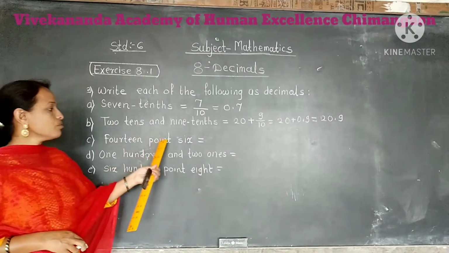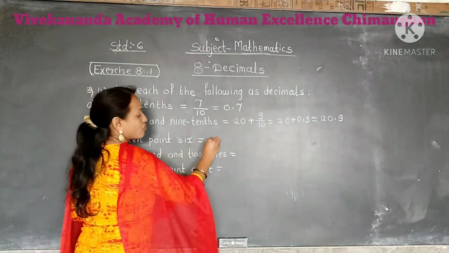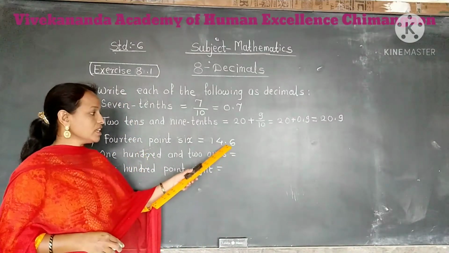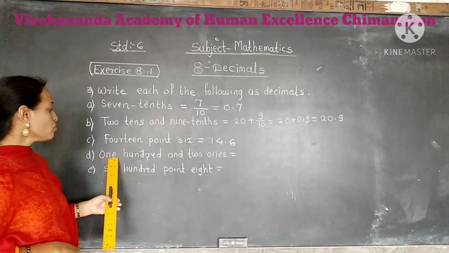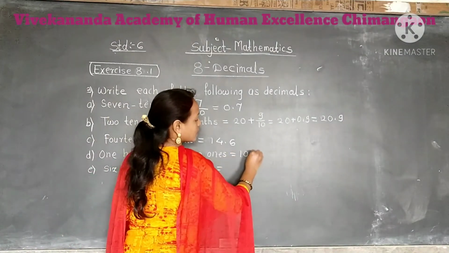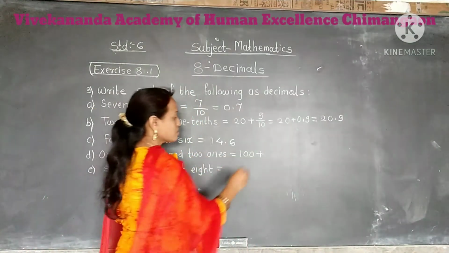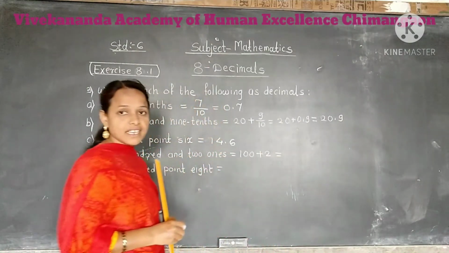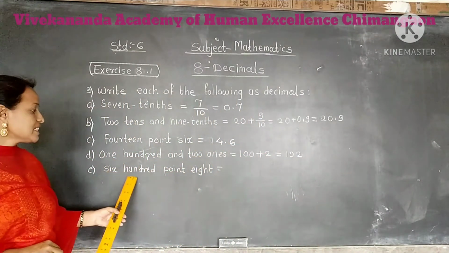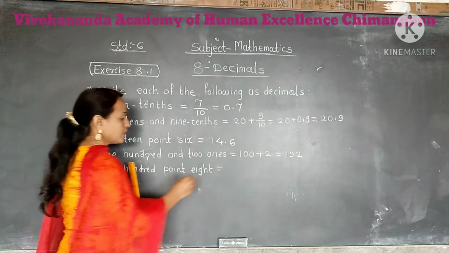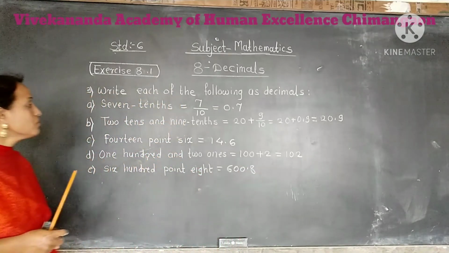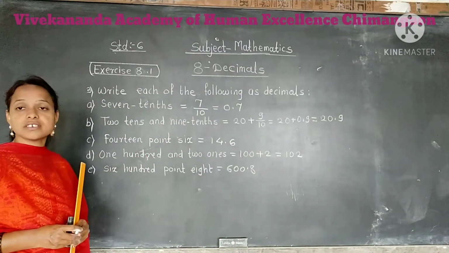Next, 40.6. We write it as 40.6. Next, 102 ones. 100 plus 2 ones. 2 ones is 2. So we write it as 102. Next example, 600.8. So we write whole number 600, decimal point 8. In this way, we write each of the given as a decimal.